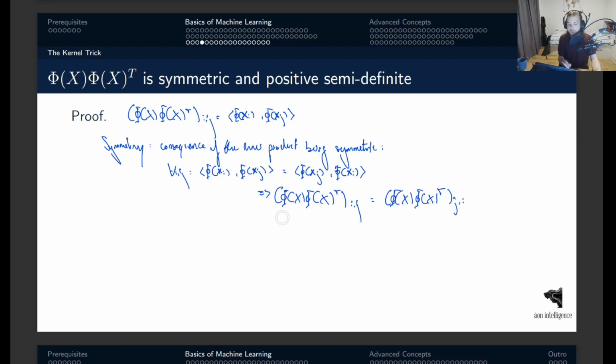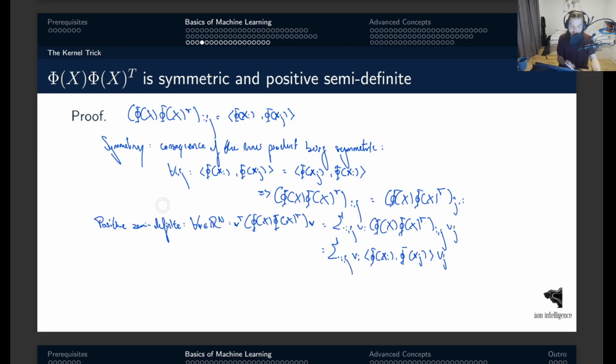And as a direct consequence, we have that the entry at the position ij of this Gram matrix is the same as the entry in the position ji. So for this positive semi-definiteness property of this Gram matrix, we evaluate this expression for every vector v in Rn. So v transpose times this Gram matrix times v.